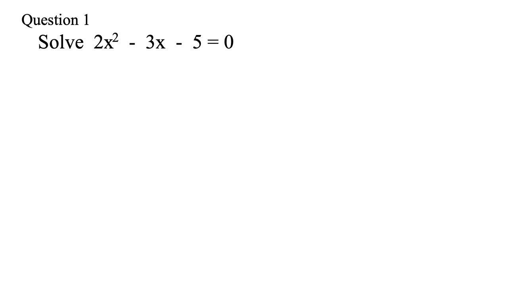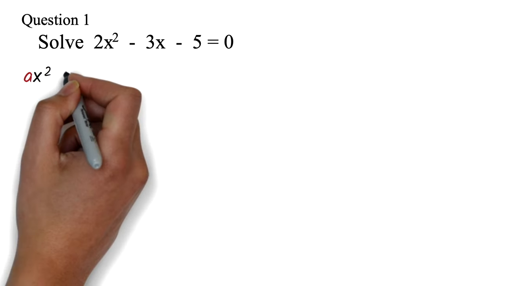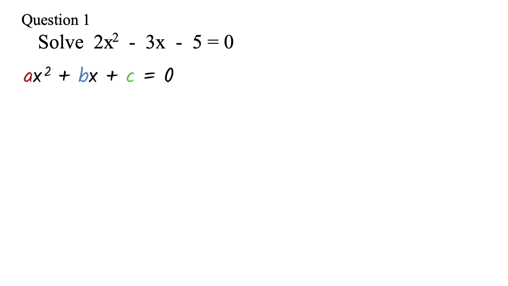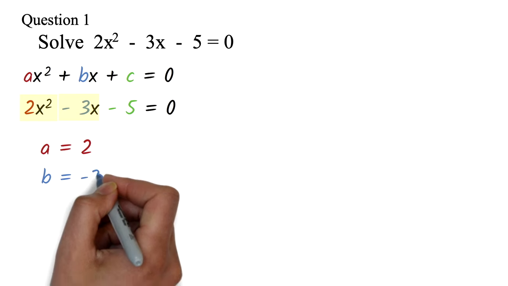First, make sure your equation is in the form ax squared plus bx plus c equals 0. That means everything is on one side of the equation and 0 is on the other side. This is already in that form. In this form, the coefficient of the x squared, or the number with the x squared, is your a value. Here, the a value is 2. The b is the coefficient of the x, or the number with the x. So here, the b is -3.